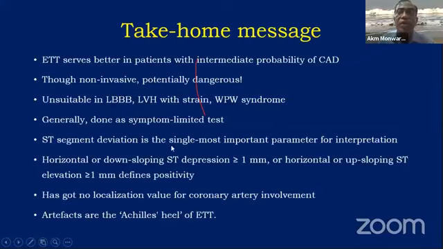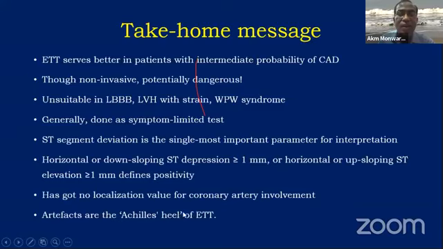ST segment deviation is the single most important parameter for interpretation. Horizontal or downsloping ST depression of 1 millimeter or more, or horizontal or upsloping ST segment elevation of 1 millimeter or more defines positivity. But certainly 2 millimeter, another option, has got no localization value for coronary artery involvement. Mind it, unlike the resting 12-lead ECG, it does not have any localization value.